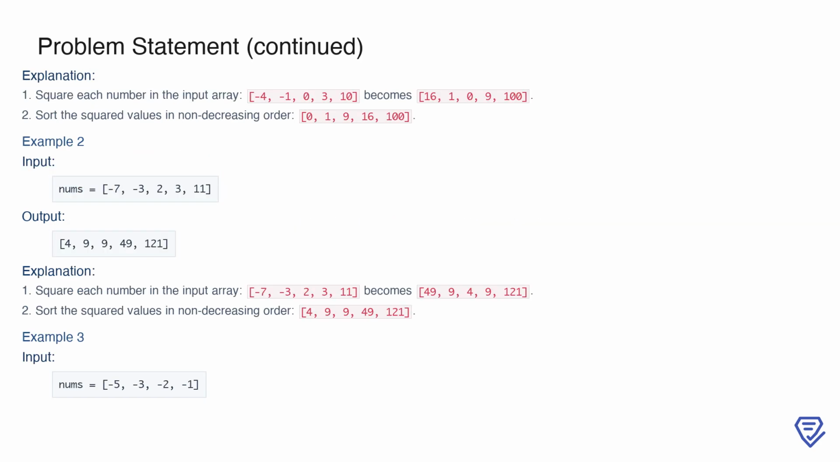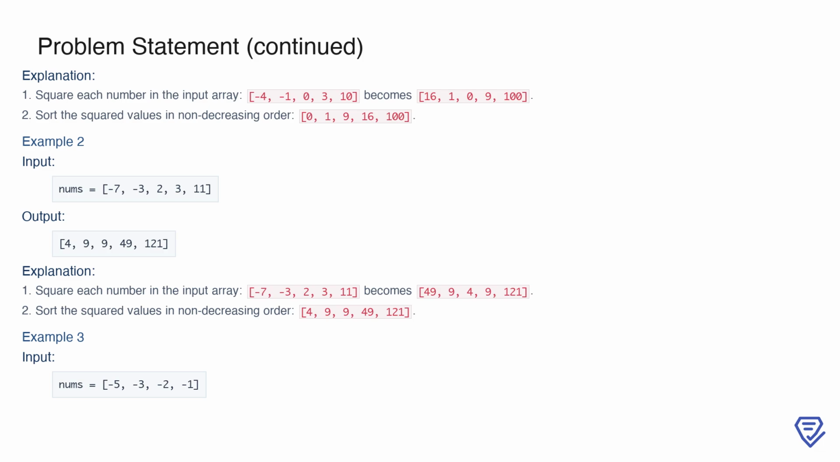Now, let's go through another example to better understand the process. If nums is -7, -3, 2, 3, 11, the first step is to square each number. This gives us 49, 9, 4, 9, 121. Notice that the squared values are not in order yet, so the next step is to sort them in non-decreasing order. After sorting, the result is 4, 9, 9, 49, 121.